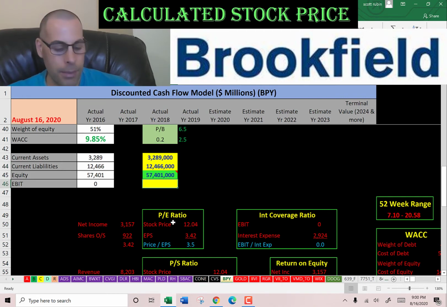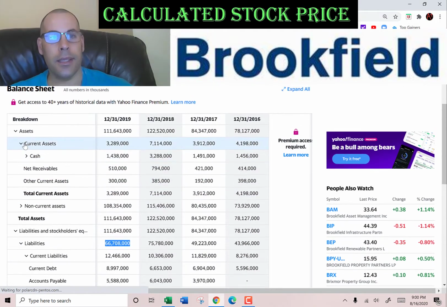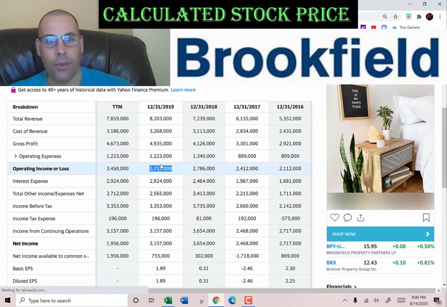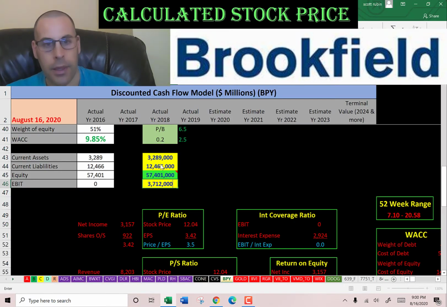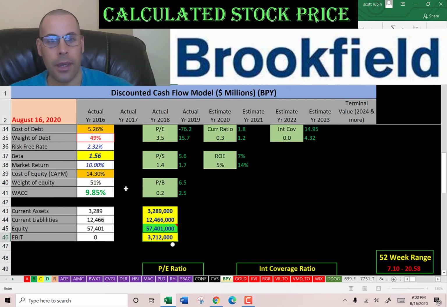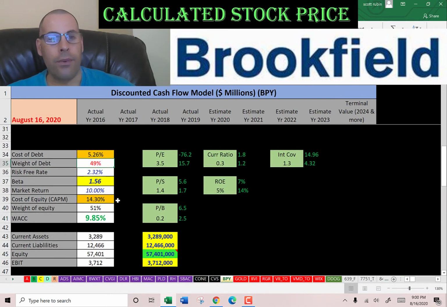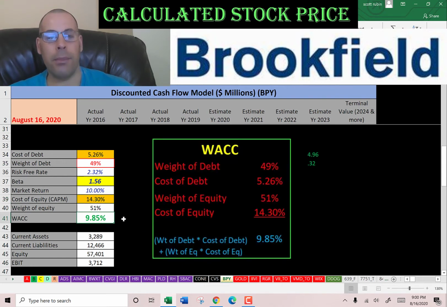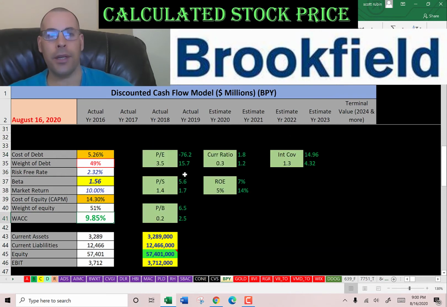Let's get their EBIT, earnings before interest and taxes. That's called operating income on the income statement. That's $3.7 billion. Let's look at the capital structure. They have 49% debt. Cost of debt is 5.26%. 51% equity. Cost of equity is 14.3%. And the WACC is 9.85%, which is a blend of the cost of debt and cost of equity. And that's the discount rate we're going to apply to the future cash flows.